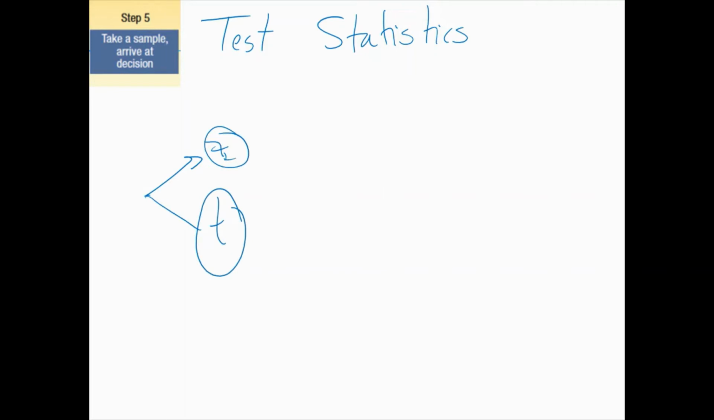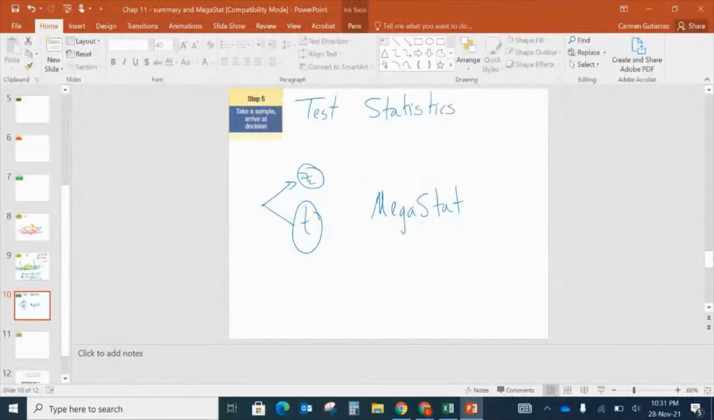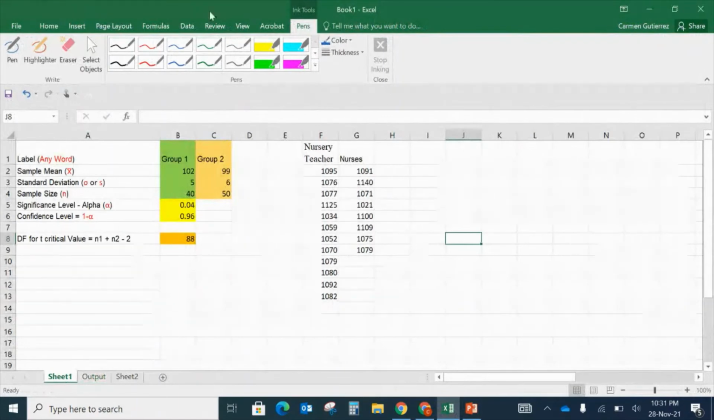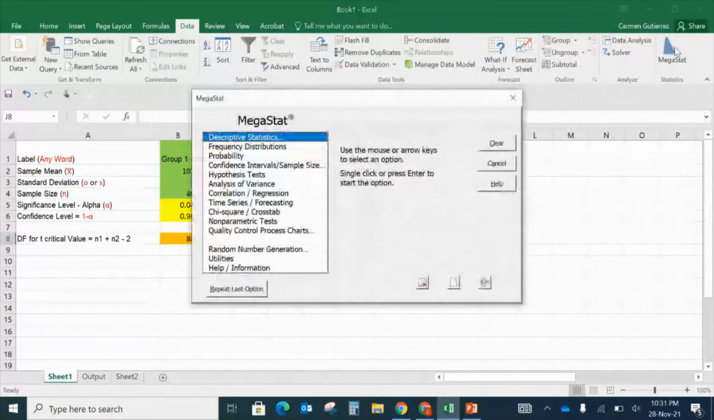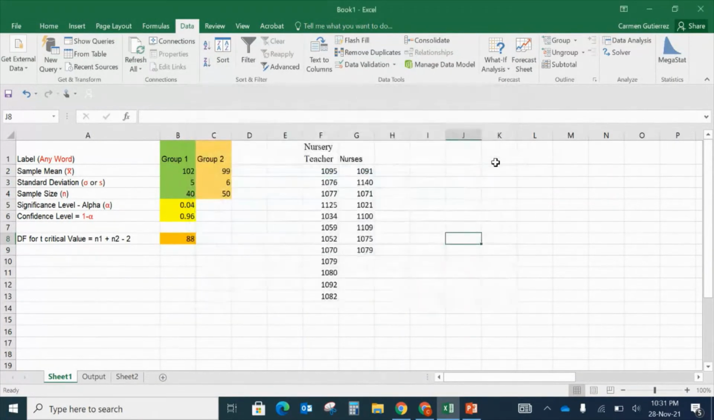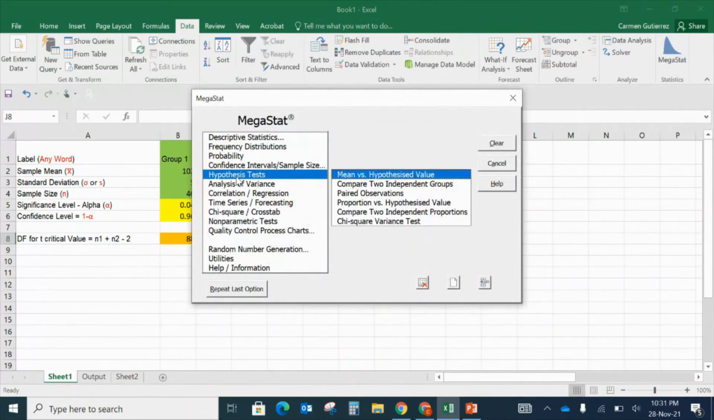Now, how do we do this? This is also a MegaStat move. MegaStat is actually in step 4 and step 5. The rest of the steps are not in MegaStat. Let me show you how this step 5 is done. So, data, MegaStat, and then you have a section here, hypothesis test. Okay, how did we do this? Data, MegaStat, hypothesis test.